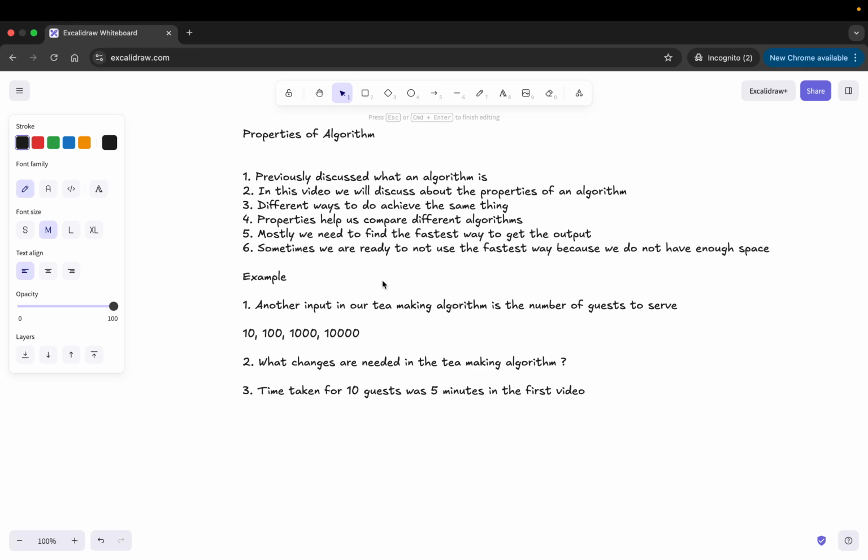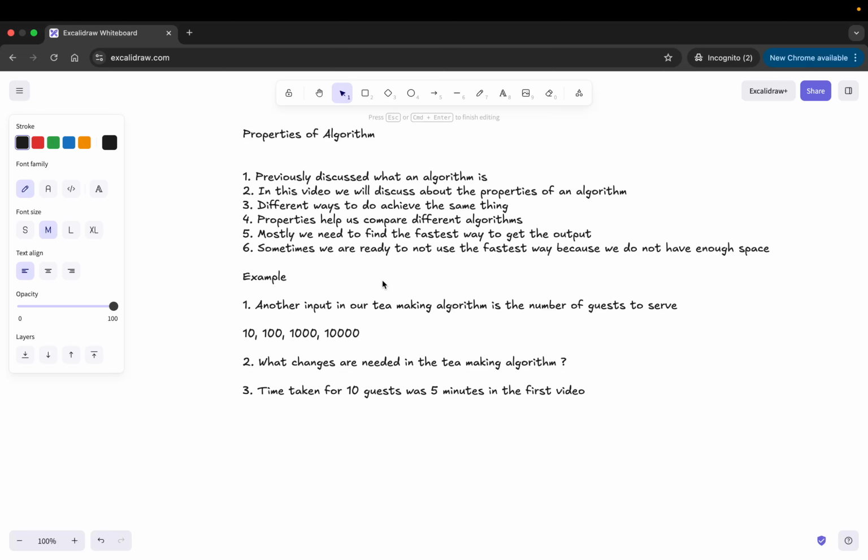Most of the time we just need to find the fastest way to get the output. For example, if you are going to school in the morning, you always want to take the fastest way. You don't want to have fun with your friends, talk and waste time. Most of the time you just want to reach fast before the morning bell, before the first class. But while returning, you might take the longest path because you just want to have fun.